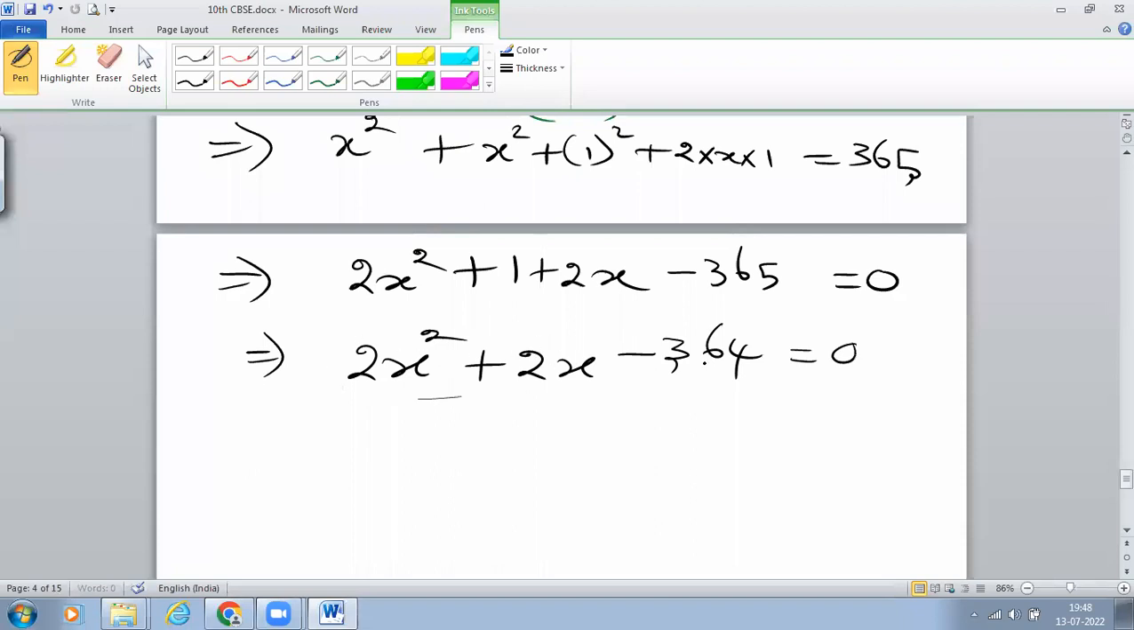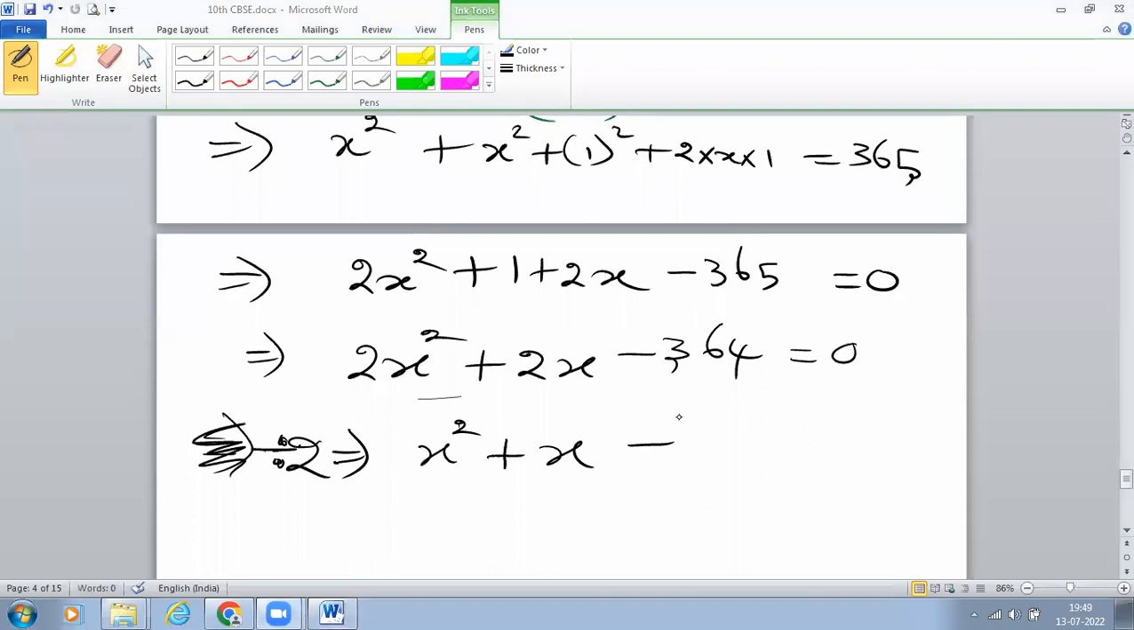Now again, see here, the coefficient of x square, the coefficient of x, and the constant term are all even numbers. So we can divide this whole equation by 2. What will you get dividing by 2? 2 by 2 is 1, so it becomes x square. And 2 by 2 is 1, so 1 into x is simply x. So x square plus x minus 364 divided by 2.